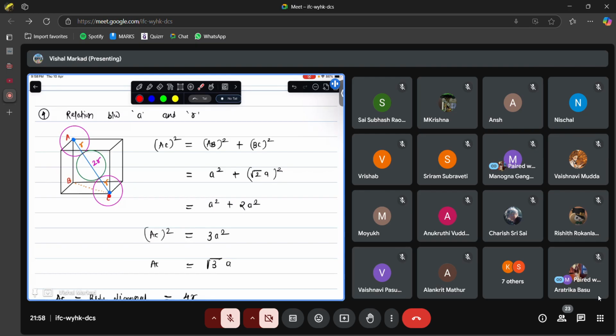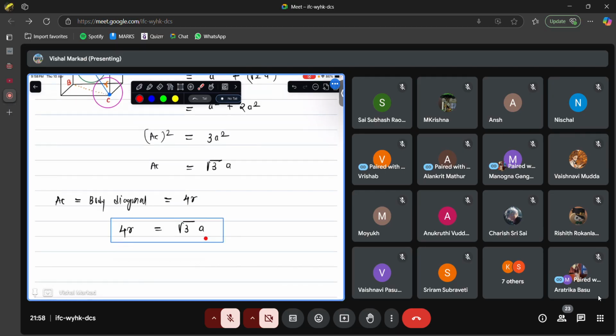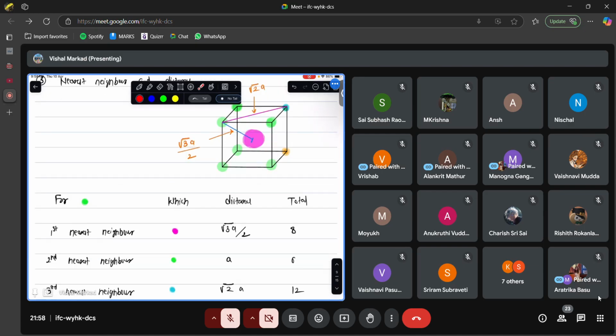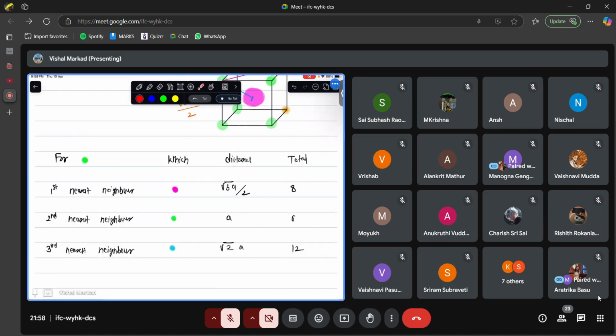I need to find out again this value of AC. So this is the right angle triangle. So AC square will be equal to AB square plus BC square. What is the value of AB? That is edge length a. So a square plus we have BC. What is the value of BC? Root 2a. So a square plus root 2a square. What value will we get? The entire AC value will be root 3a. And the same AC value is also 4r. So I just equated both of them. So what is the value? 4r equal to root 3a. So this is the relation between r and a in case of BCC. Do you understand this?